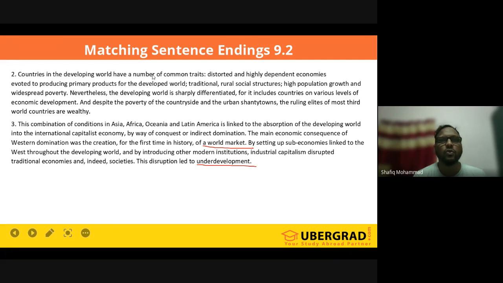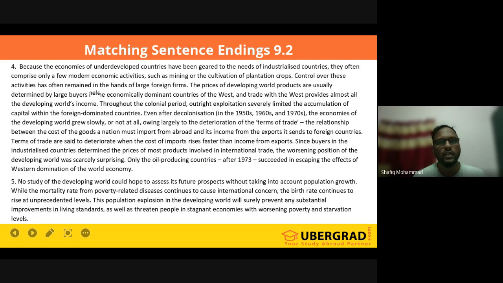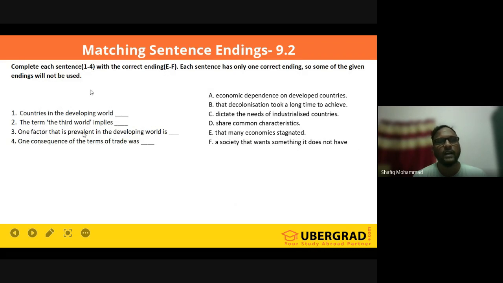So what do developing countries do? They depend on the economy of the developed world, isn't it? So if you read the entire second paragraph, we can come to one conclusion: one factor that is prevalent in the developing world is that they depend economically on developed countries. Okay.